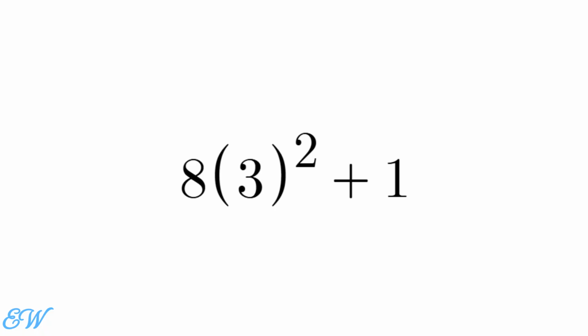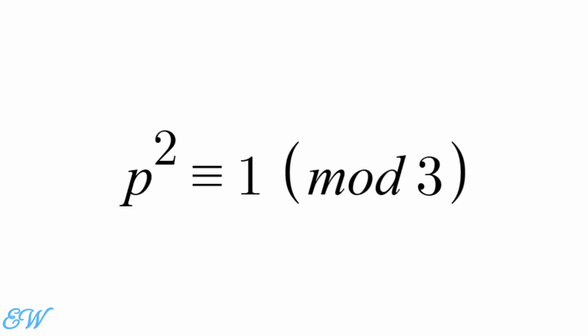So let's plug in 3 into this expression. We get 8 times 3 squared plus 1, which is just equal to 73. 73 is a prime number, which is kind of odd because 3 has been a solution to the last equation and this equation as well. The reason for that is the rule that we talked about earlier. If p is anything greater than 3, then p squared is always going to have a remainder of 1 when you divide it by 3.